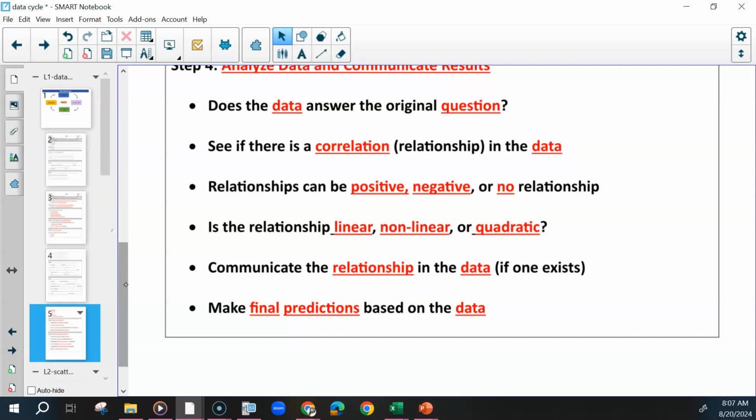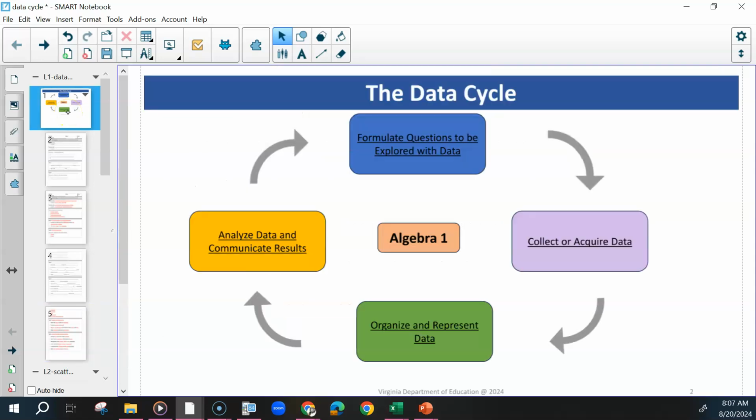And then after we figure out all of these different things, we're going to communicate this relationship if it exists or if it doesn't, and then make different final predictions based on this data. So just to go back and summarize again, you can start anywhere in this data cycle. Usually you start with formulate questions, but that doesn't have to be the first step. The steps in the data cycle are formulate questions, collect and acquire data, organize and represent data, analyze data, and communicate the results. Keep those steps in mind as we move forward.